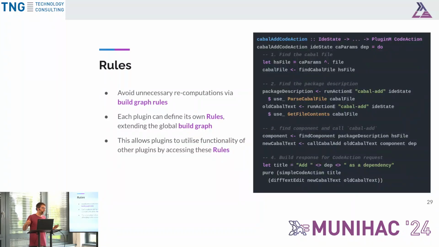And that's basically why rules are so incredibly cool. They avoid unnecessary recomputations via this build graph. So it checks whenever something is outdated and only recomputes stuff when it actually needs to. Also, as already mentioned, plugins can define their own rules, so they can extend the global build graph that HLS has, and other plugins in turn can also depend on these other rules to implement their own code action handlers, their own LSP handlers, which is quite nice.